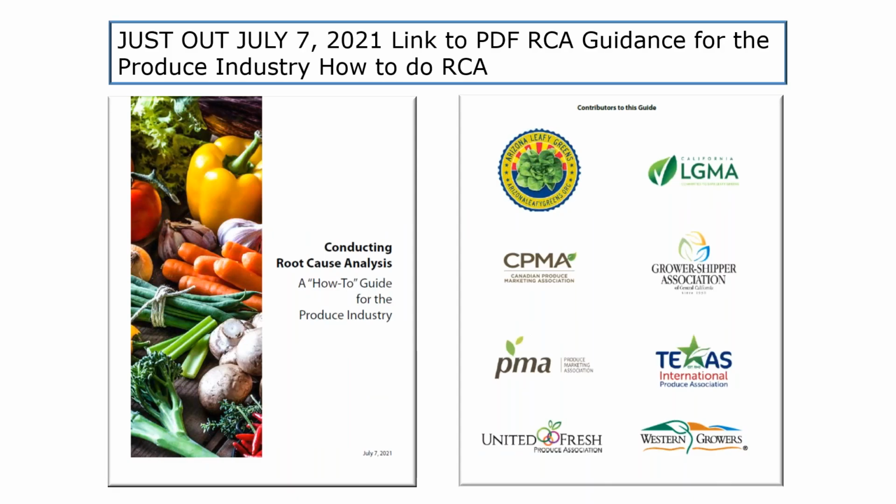So this is what I mentioned up front. This is just out. It's available through United Fresh and Western Growers. It's a how-to guide that was produced by a group. It's one of the last things that I participated in within my role at the Produce Marketing Association. And I think it has a lot of structural components, but also some very detailed case examples that lay out what one might go through, and the steps that might be necessary.